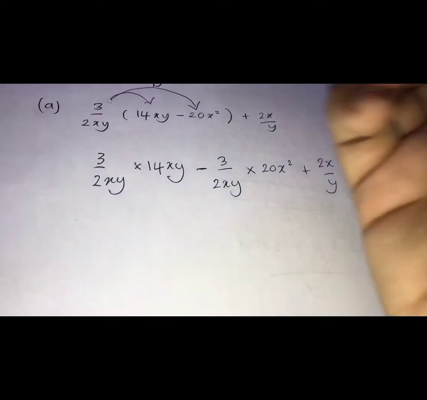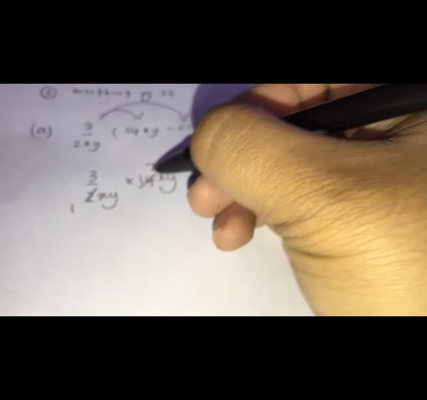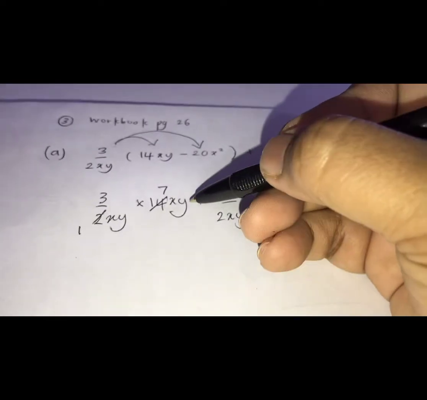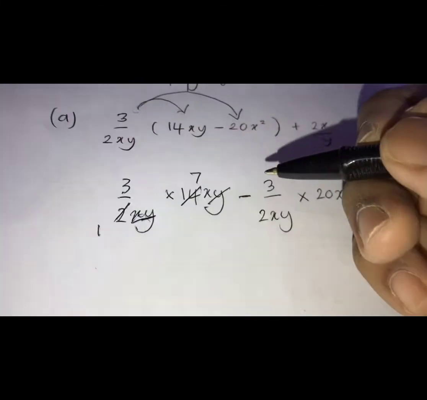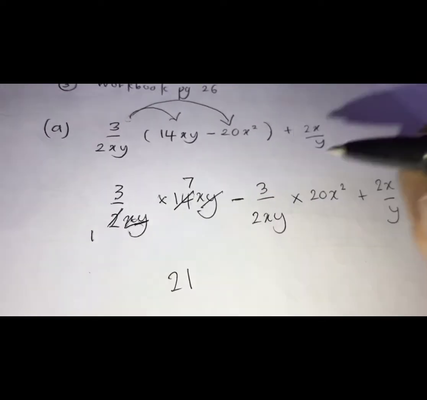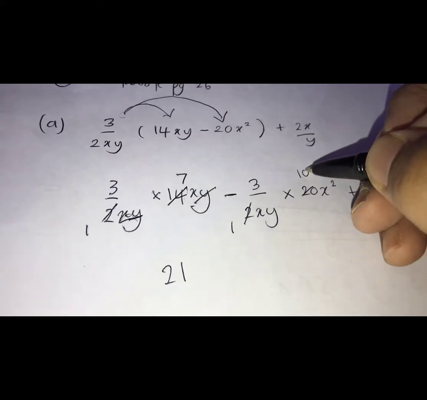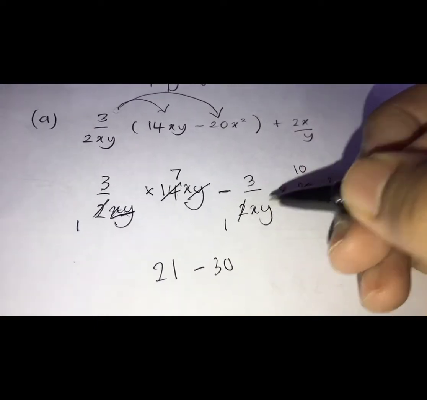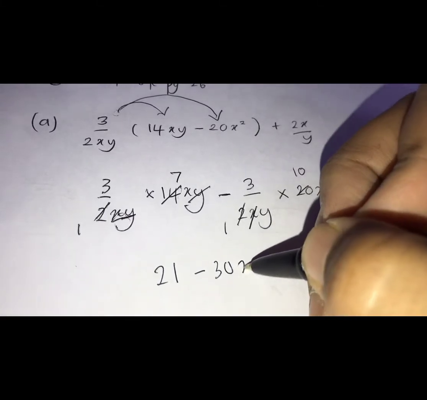Then after that you simplify this one, can cut. This one 1, here 7. Then xy can cut this one. So you get 3 times 7, you get 21. And then this one 2 can cut here, 1 here, 10. Negative 3 times 10, you get negative 30. And then you cut this x, become negative 30x over y.